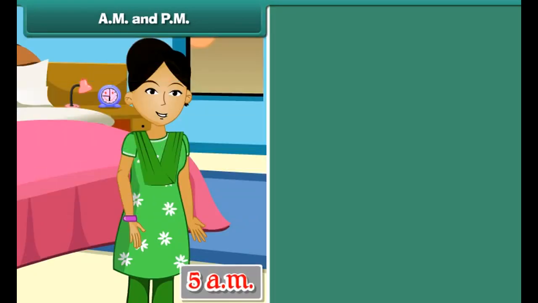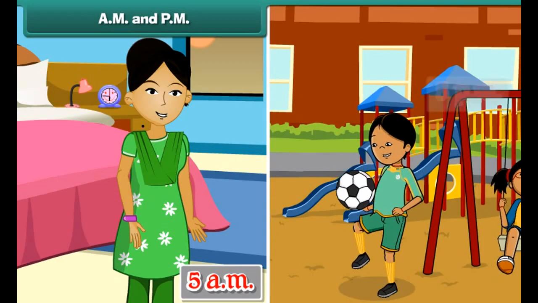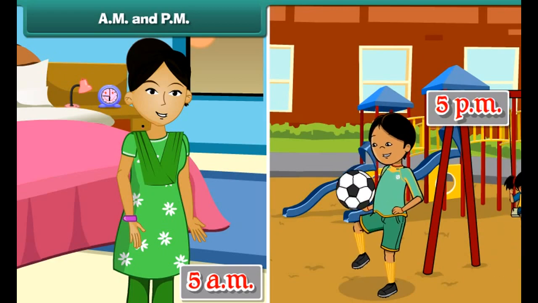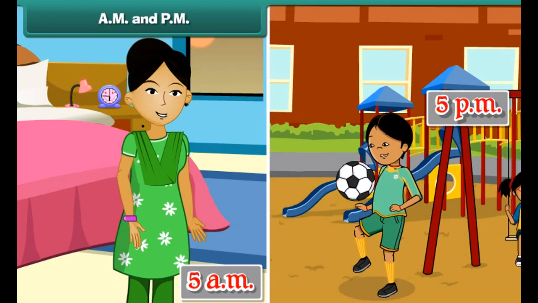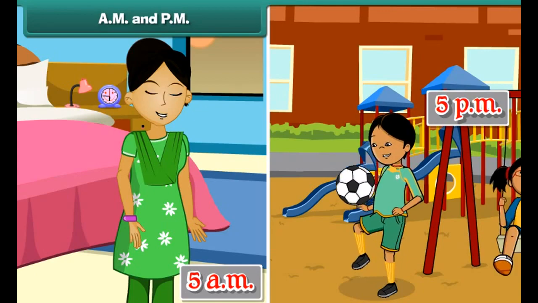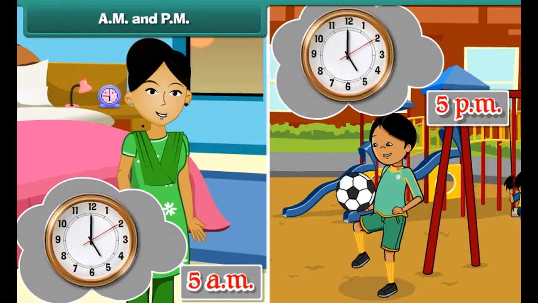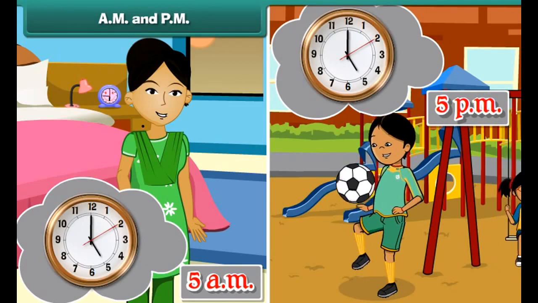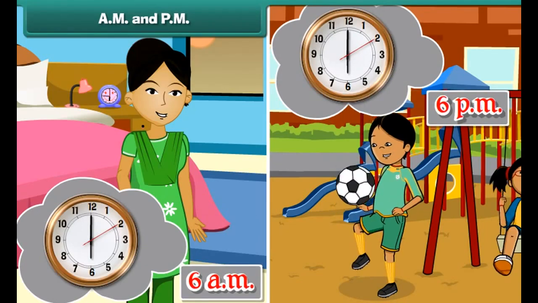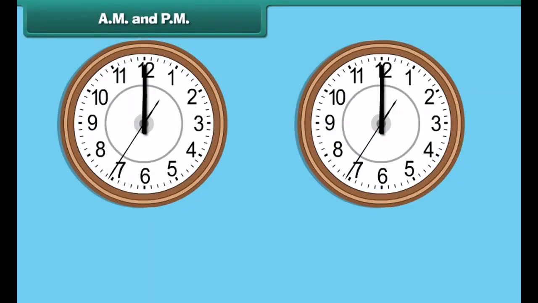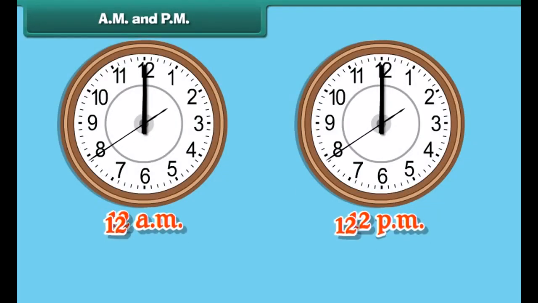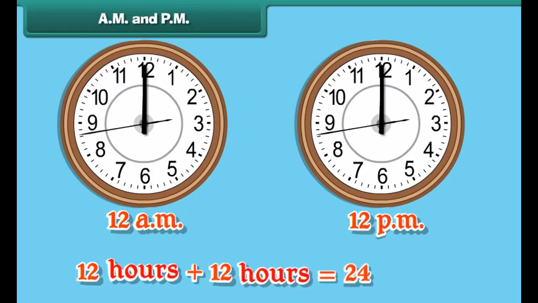AM and PM. Your mother wakes up at 5 o'clock in the morning. You go out to play at 5 o'clock in the evening. It means the clock strikes 5 twice in a day. Once in the morning and once in the evening. This is true of every hour in the clock from 1 to 12. It is so because there are 24 hours in a day. The hour hand touches each number from 1 to 12 twice in these 24 hours.